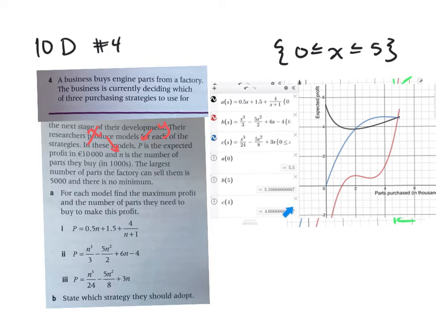These are the maximum profits for each of the models, A, B, and C. And then which strategy should they adopt? Because the book is incredibly stupid and has lots and lots of mistakes, clearly you should not buy anything and you should go with Model A, because that is the highest number that we've got here.